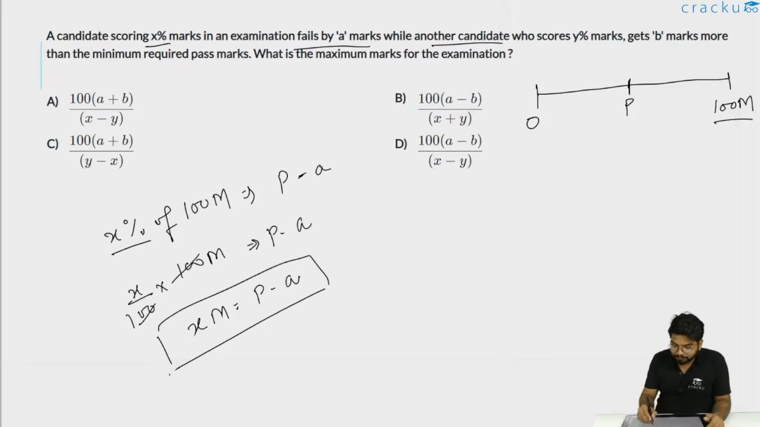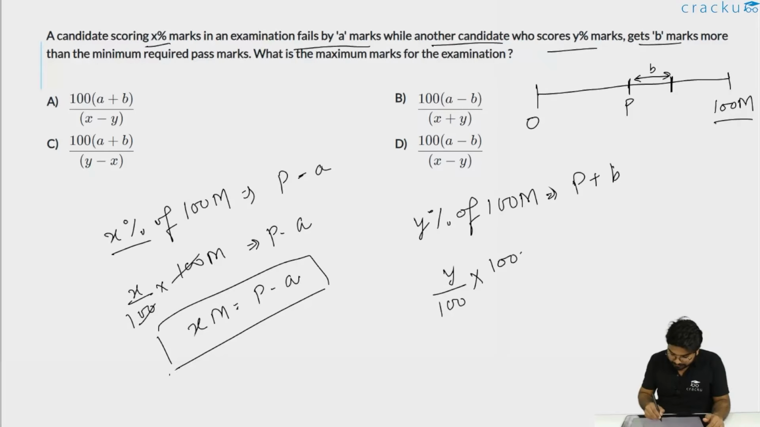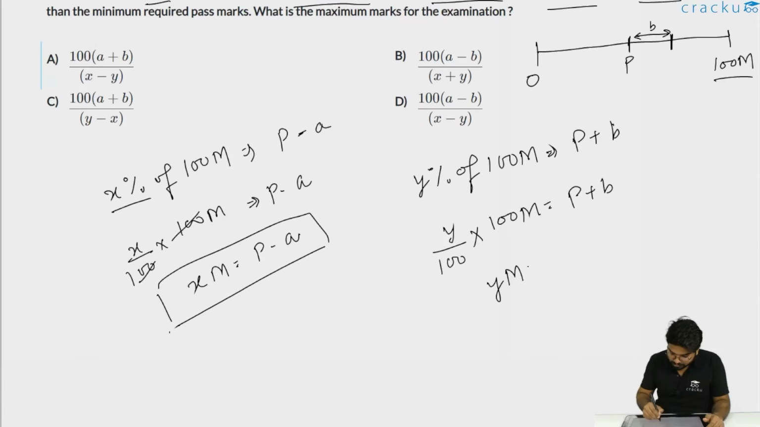Now, while another candidate who scores y marks of total marks, this person gets B marks more than the minimum required pass marks. It means this person would be scoring somewhere here, B plus passing marks, that is passing marks plus B. Or we can say y by 100, because whenever we remove the sign of percentage, we divide it with 100, into 100m is equal to P plus B. Or we can say ym is equal to P plus B.